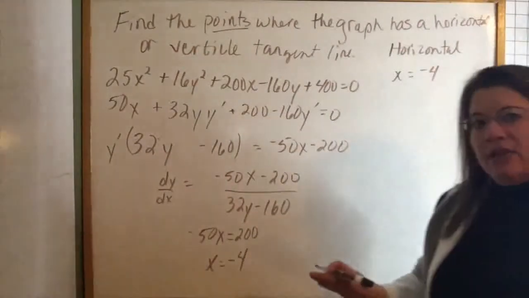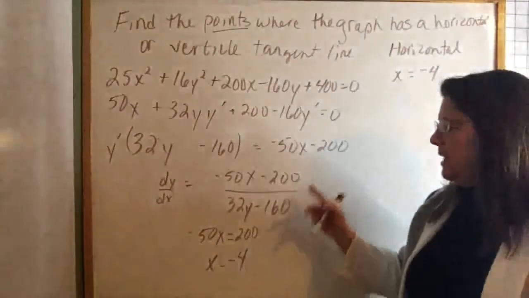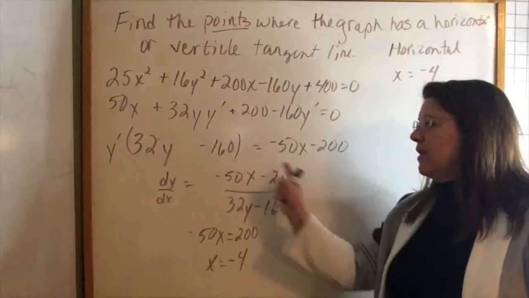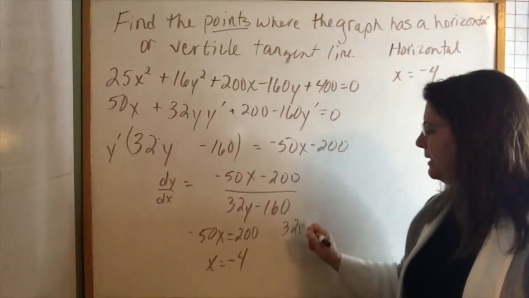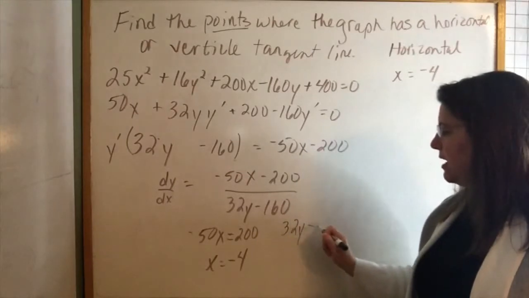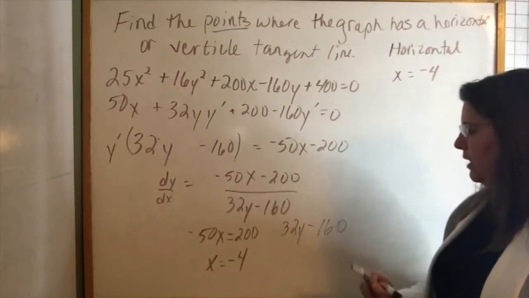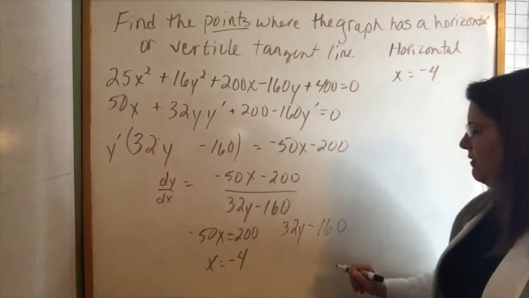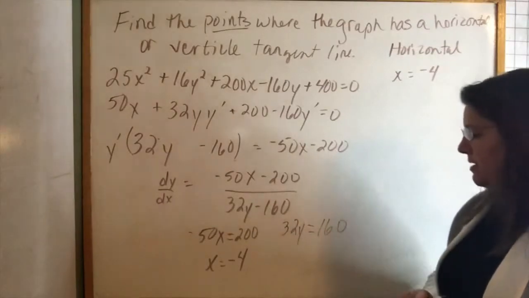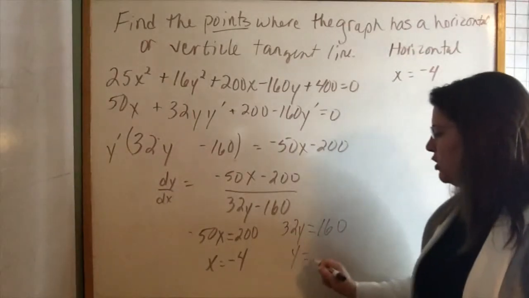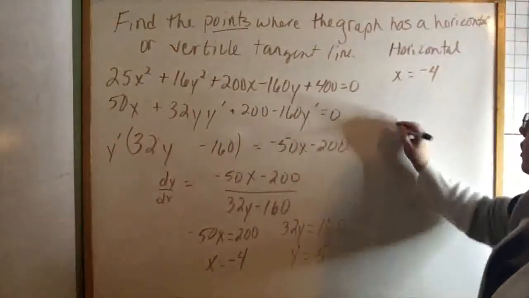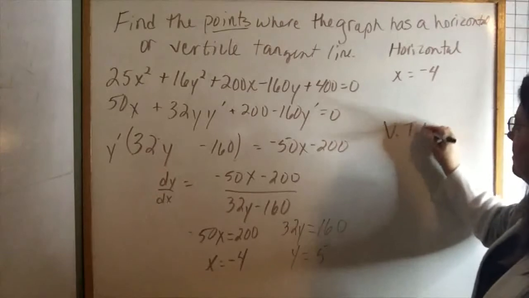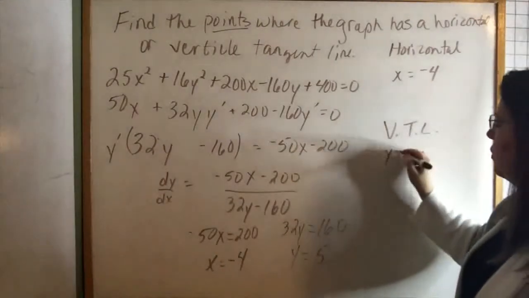For the vertical tangent lines, you have a vertical tangent line when the derivative is undefined. Well, that will be undefined when 32y minus 160 equals 0. If 32y minus 160 equals 0, that will be 32y equals 160. So y is going to be 5 when we divide that over. So we have vertical tangent lines when y equals 5.